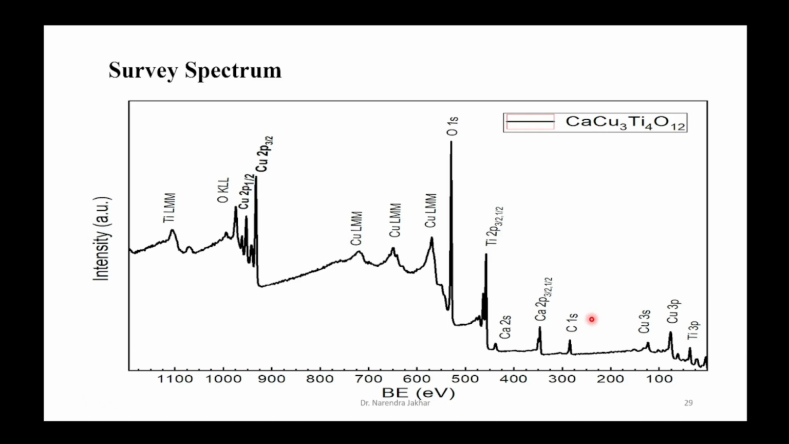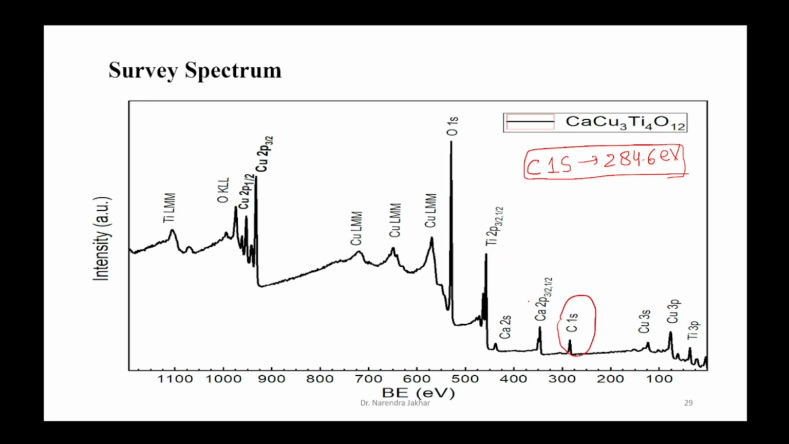Why is it so? Because this C 1s peak is used for energy referencing or for energy scale calibration. The C 1s binding energy is about 284.6 electron volts. So sometimes we use this carbon peak in the sample to calibrate the energy scale.